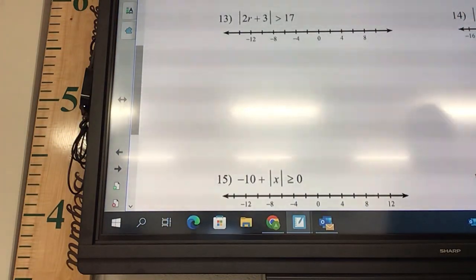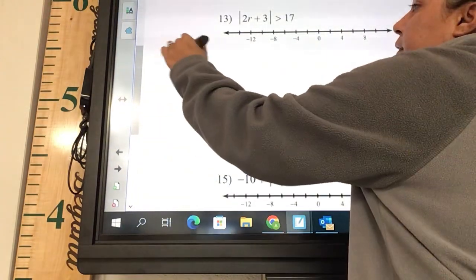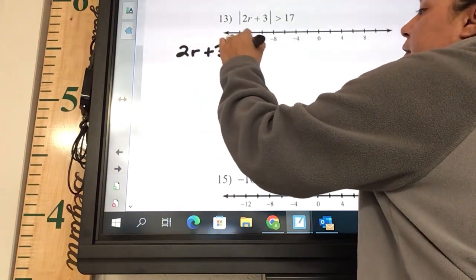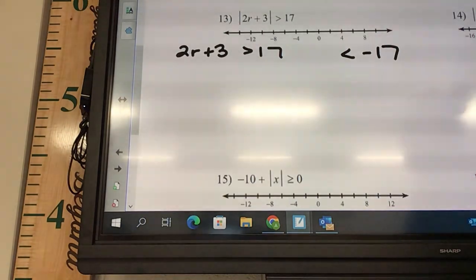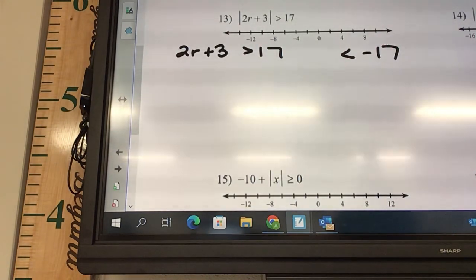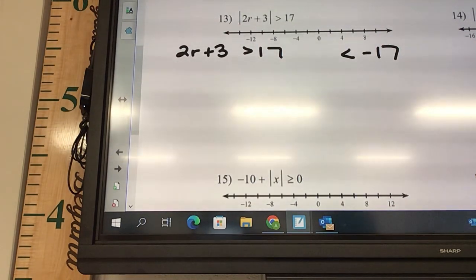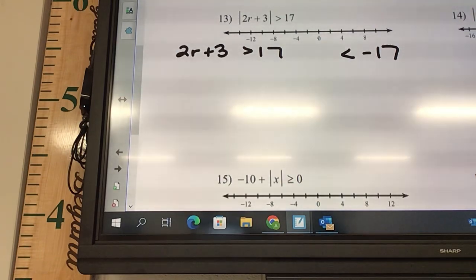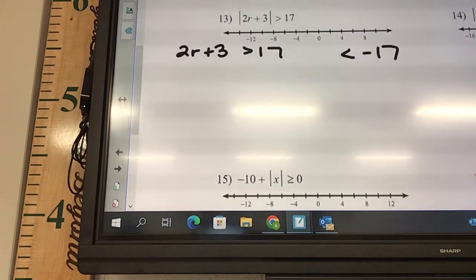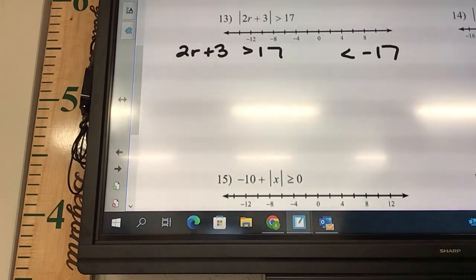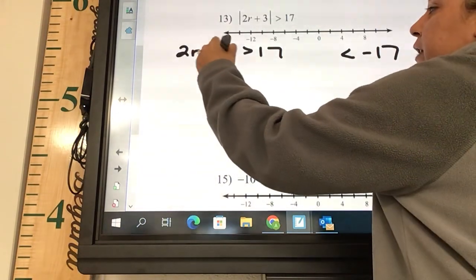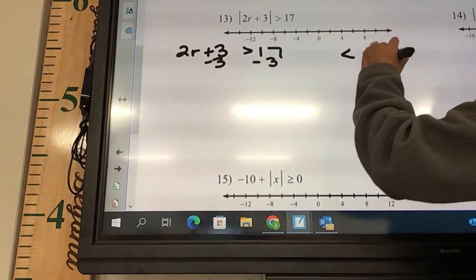Okay, look at 13. We're going to say flip it, negative 17. Okay, what's going to get moved first? The 3. Why? It does not have the letter, okay? So we're going to say minus 3 on each part.